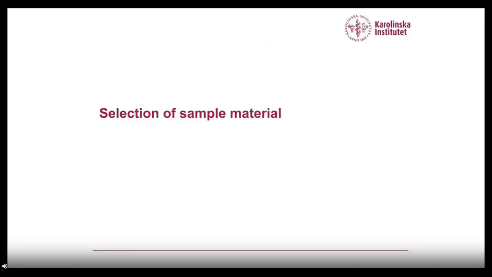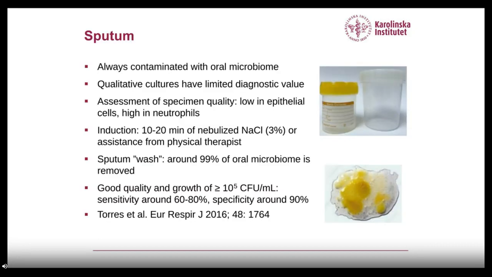Once you have established that you assume the clinical syndrome to be pneumonia, the second part of making a diagnosis is selecting the correct sample material. And in the following slides, we will discuss that and discuss what the options are for lower respiratory tract sampling.